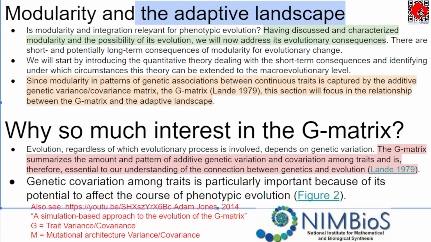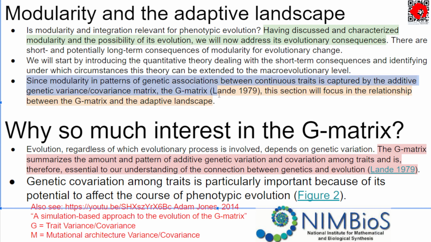Modularity in the adaptive landscape. So having discussed and characterized modularity and the possibility of its evolution, we will now address its evolutionary consequences. So that whole lead up was about the inheritance and developmental, so the within and between generation, causal graph or variational modules of phenotypic measurements in the within and between two generations case. Now there's going to be discussion over deeper multi-generational cases in the context of populations and adaptive fitness landscapes.